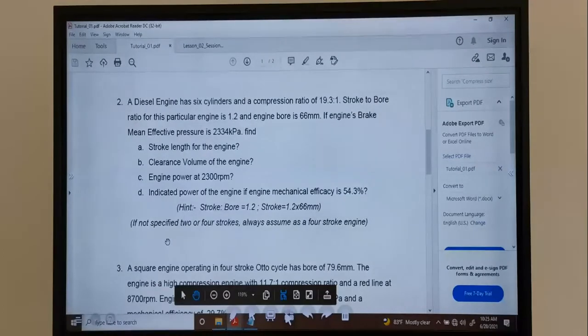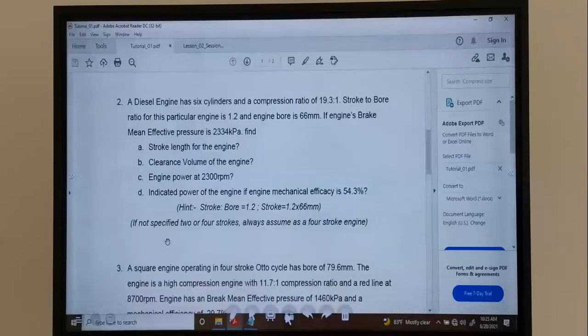So here the diesel engine has 6 cylinders and the compression ratio is 19.3 to 1. Stroke to bore ratio for this particular engine is 1.2 and the engine bore is 66 millimeter. If the engine brake mean effective pressure, find the stroke length for the engine.